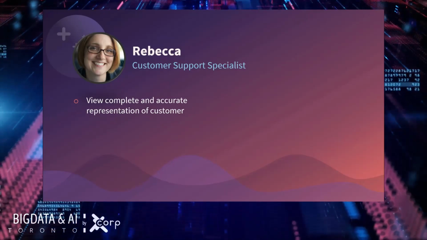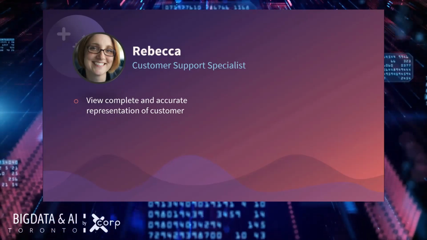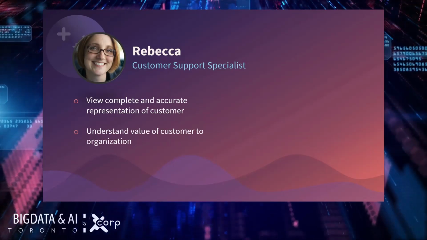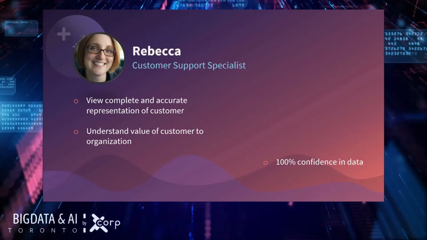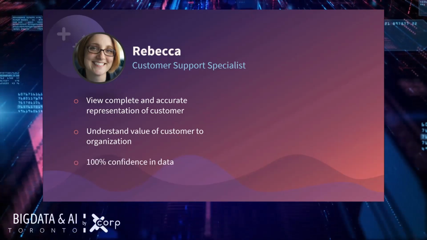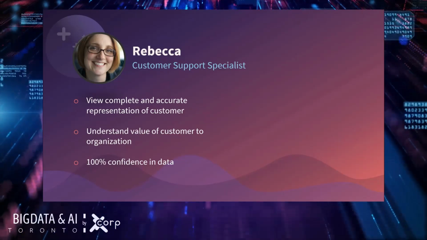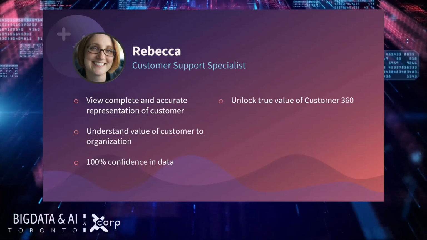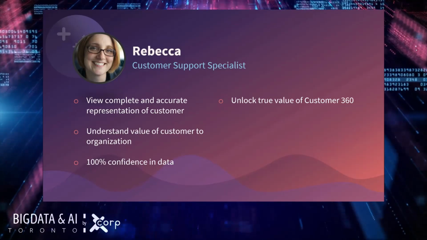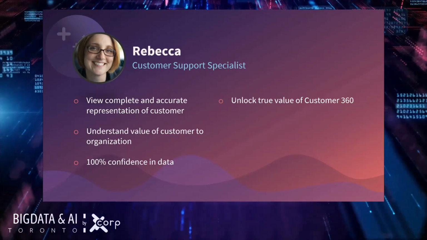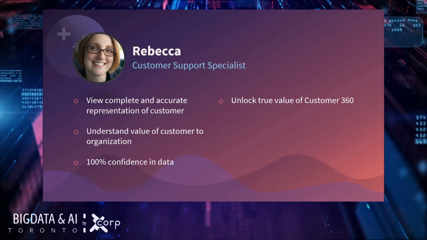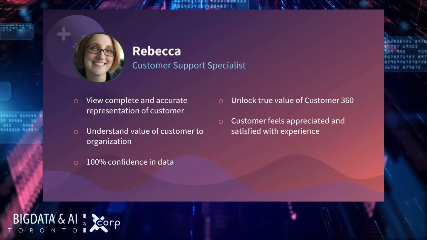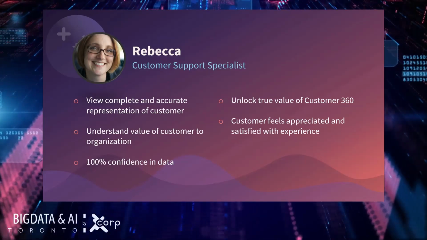Darren filled in the gaps for Rebecca by providing a complete representation of Justin. Priya eliminated duplicates and consolidated analytical data, providing Rebecca much needed insight into Justin's value to the organization. Leo validated the data matches and further refined data inconsistencies through data stewardship, giving Rebecca 100% confidence in the data. Finally, Jackie shared the clean, healthy data across the organization using APIs to unlock the true value of a Customer 360. All of this made Rebecca's job easier, and most importantly, it left Justin feeling appreciated and satisfied with his experience, increasing his long-term value to the company.